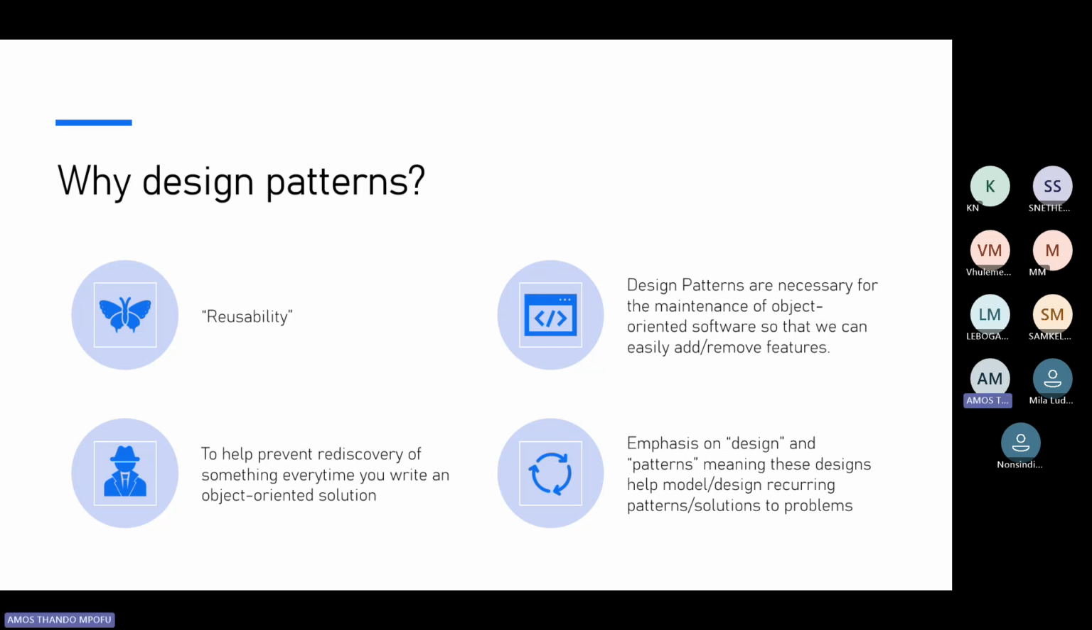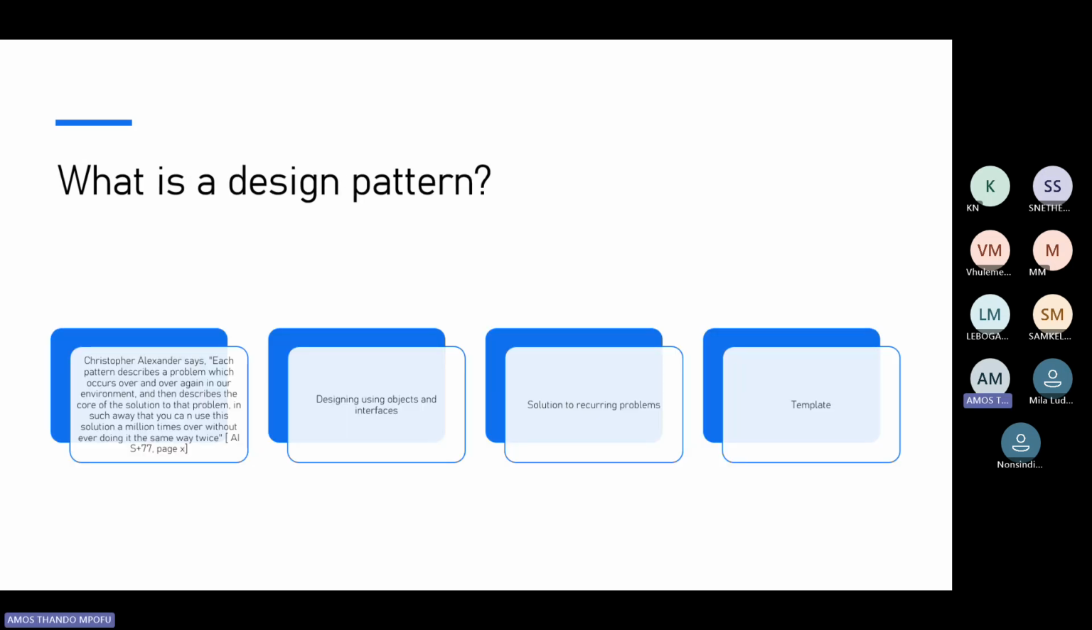And then, as I was saying, emphasis on the design and patterns, meaning that these design patterns help us model or design recurring patterns or solutions to problems. So basically, we find a way to model problems that keep on recurring. And those problems all have the same solution. So why not just save that solution and simply reuse it every time you encounter that same problem? That's basically what design patterns are trying to achieve. And then we're going to go to the next slide.